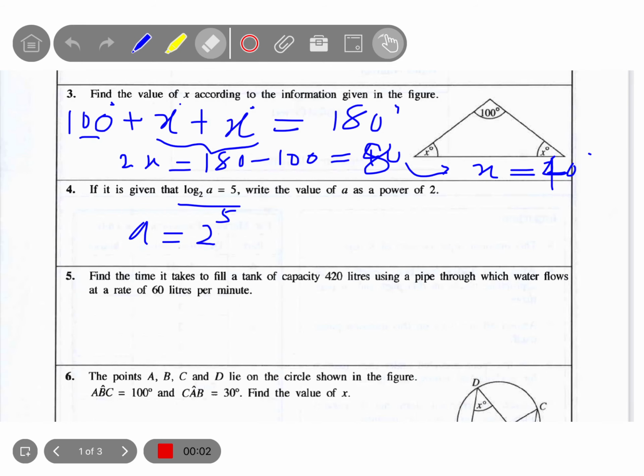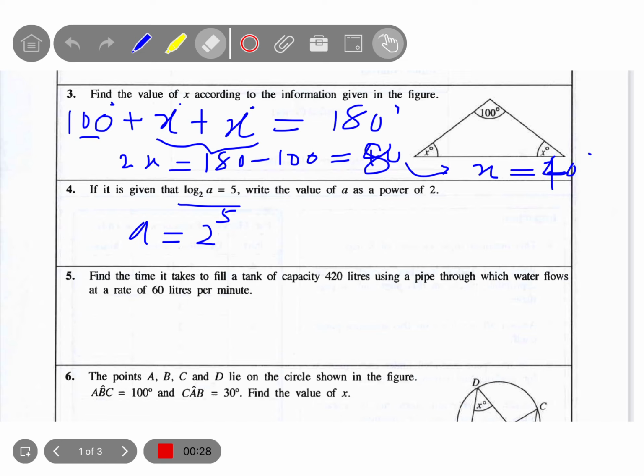Next question, find the time it takes to fill a tank of capacity 420 liters. So there is a tank with a capacity of 420 liters and someone is filling it using a pipe through which water flows at a rate of 60 liters per minute. So we need to find the time, like you just pump water inside this tank at a rate of 60 liters per minute.